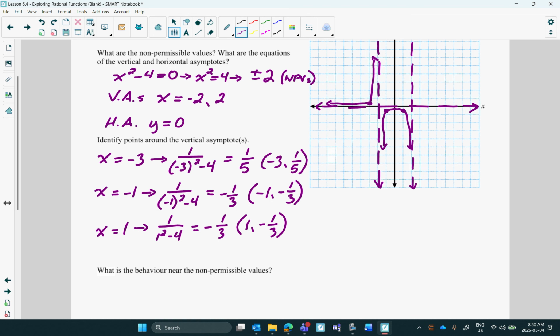And finally, what happens in this section? Well, go one on the other side of this, so x equals 3. You get 1 over 3 squared minus 4, which is going to be 1 over 5. So you get 3, 1/5. Notice it's symmetrical. I continue my curve along here and continue my curve along there. So it's a pretty wild looking shape.